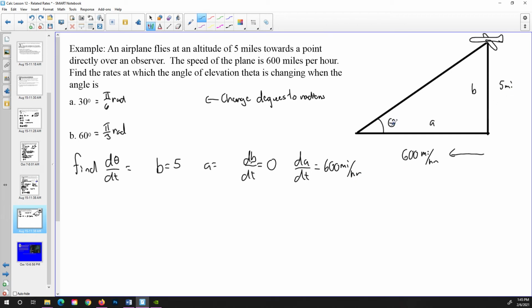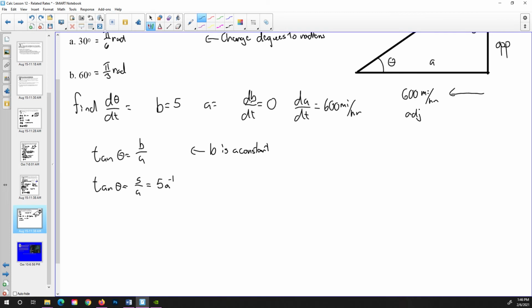And if we have these two parts here, and this angle theta, this is my adjacent side, this is my opposite side. So it makes good sense that the equation that we're going to use will be tangent. And we know that the tangent of theta is equal to the opposite side B over the adjacent side A. Now, the good news is B is a constant. And we can plug that in. So the tangent of theta will equal 5 over A, which will be just equal to 5A to the negative first. So already we've reduced this function down to only 2 variables. That actually makes things very nice for us. And I think at this point what we'll do is we will derive this with respect to time.